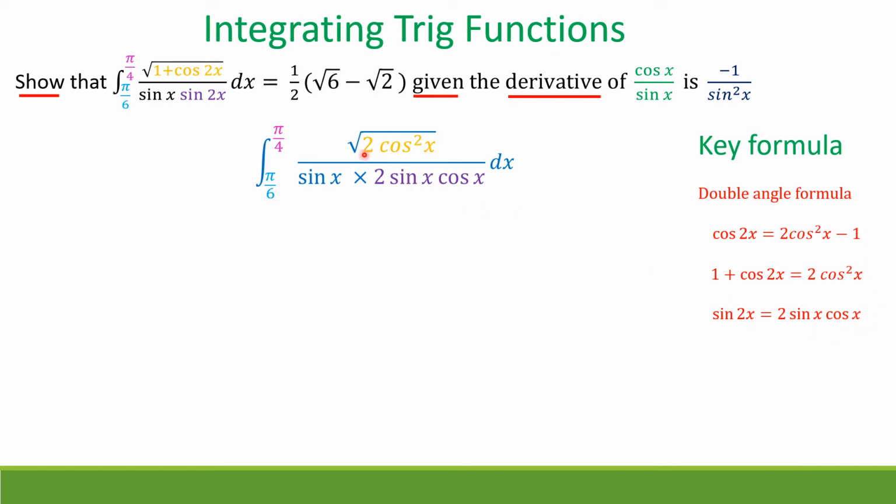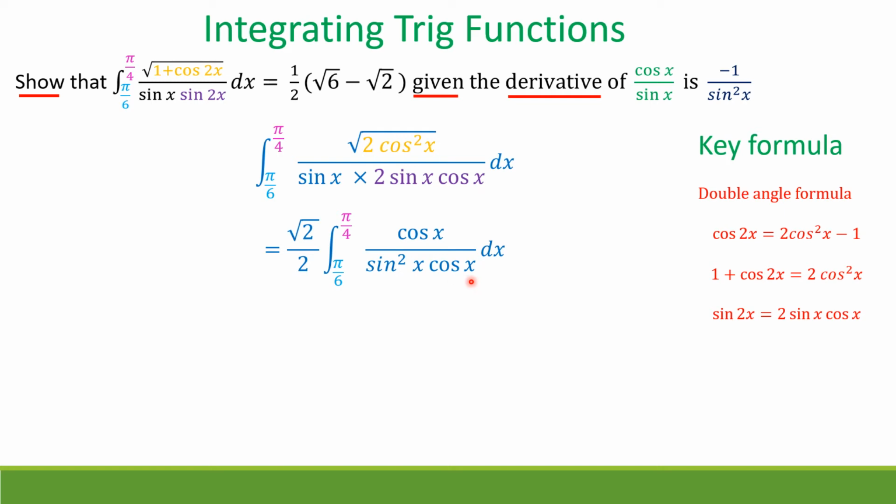Now in the numerator, I've got the square root of 2 times the square root of cos squared x. Now the square root of cos squared is just cos x. And I'm going to take the factor of root 2 to the front of my integral. In the denominator, I've got a sine x times a sine x, which is a sine squared x. And again, I'm going to bring the constant to the front of the integral sign. So I've got root 2 over 2 at the front. The square root of cos squared is just cos x. Sine x times sine x gives me sine squared x, and the cos x just stays.